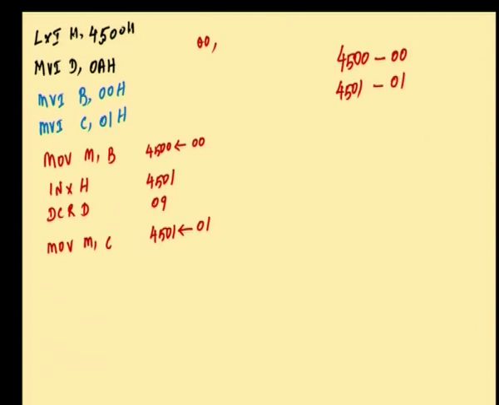Okay. Now, what I have to do? I have to increase the memory location to store the next value. Now, I am in 4502, then decrease the D register to 08. So, initially the D register value was 0A, then 09. Now, it becomes 08.